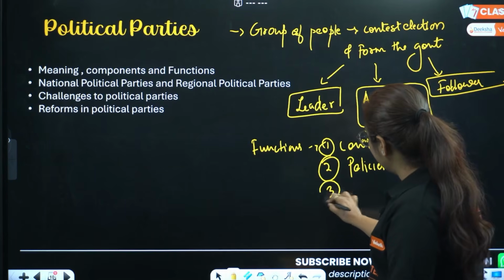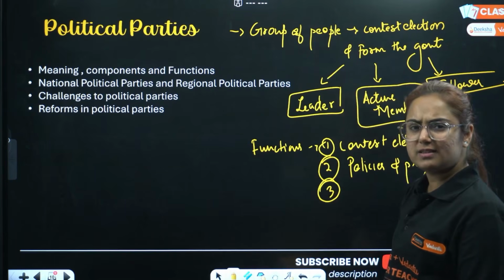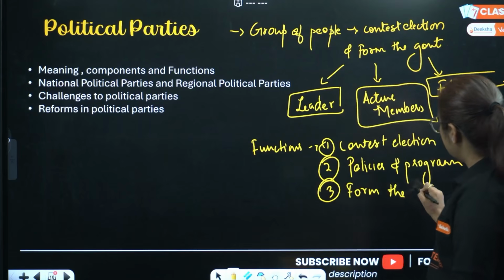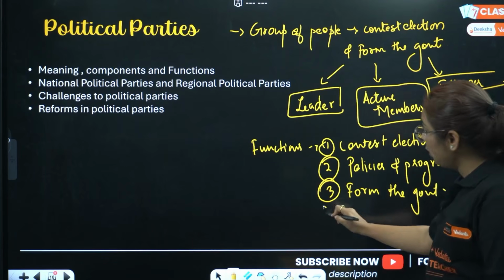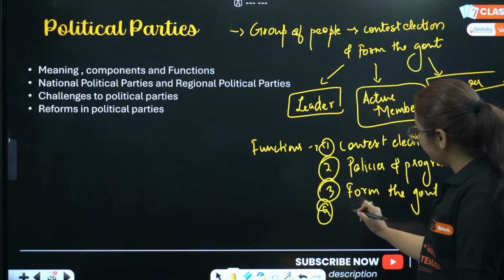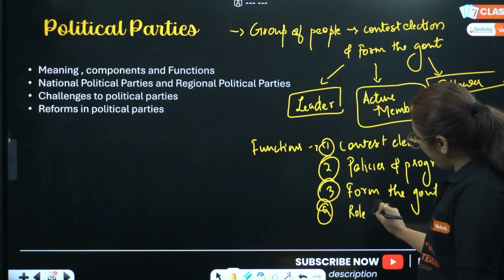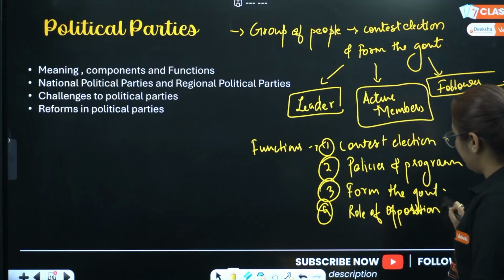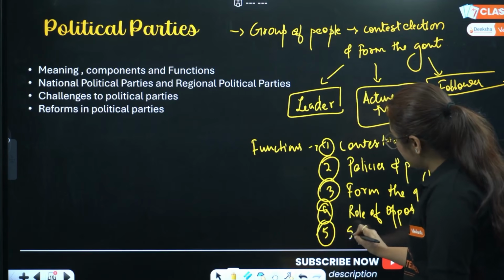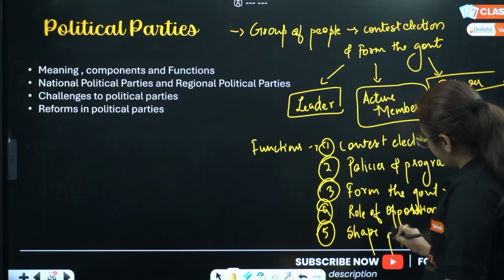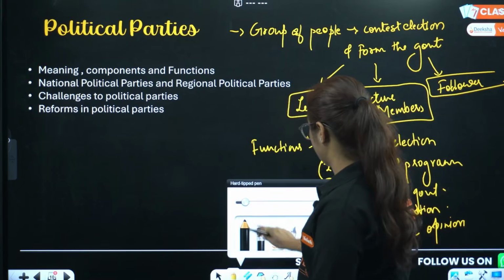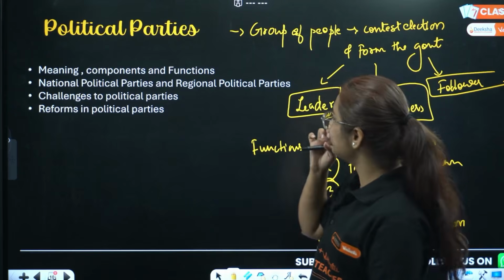The third one is next. What is next one? So they form the government. If they win the election, they form the government. Acha, if they do not win the election, then they will play the role of opposition. And one more thing, they shape public opinion. Get it, my dear students? Very good. So here functions are done.